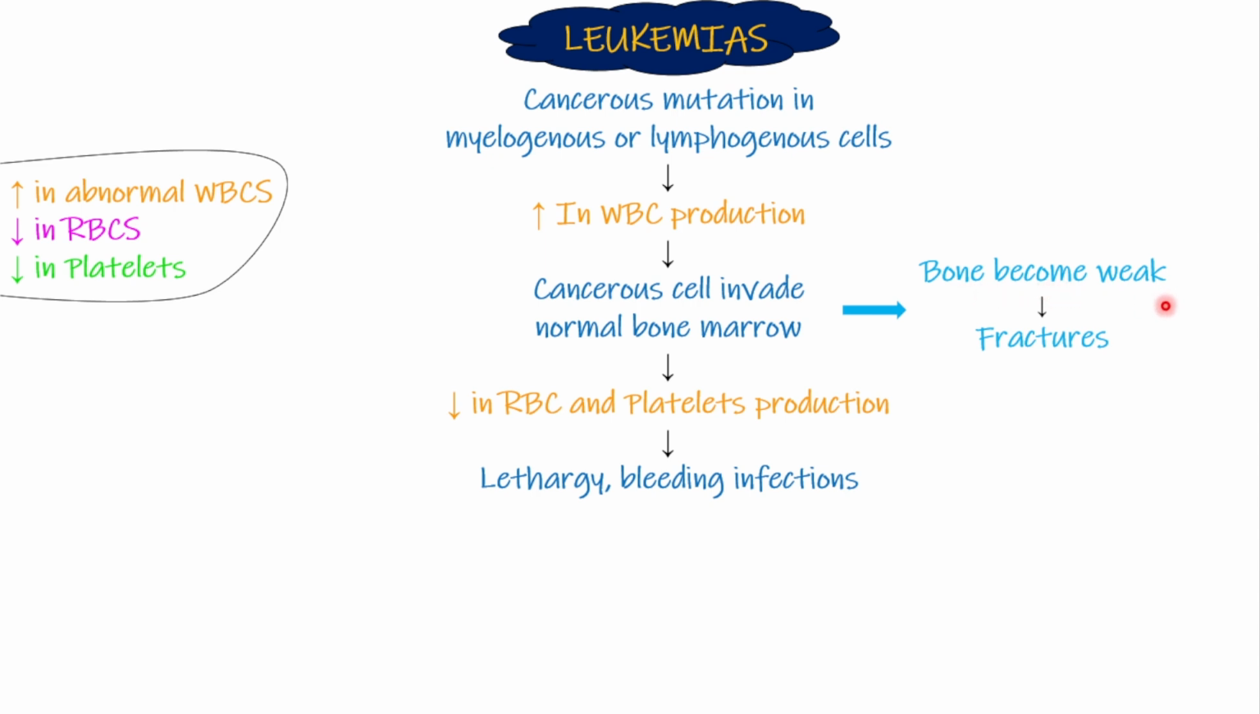As you know, the cancerous cells require a lot of nutrients. So the nutrients which are normally utilized by the normal bone cells will now be utilized by the leukemic cells. So the bones become weak, and there is a high tendency of the bones to get easily fractured. So the person has a lot of infections, has bleeding tendencies, is always lethargic, and has bone fractures. So this is the whole picture of leukemias.